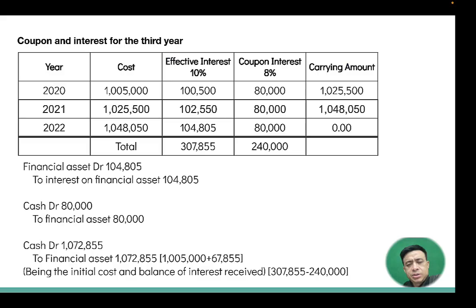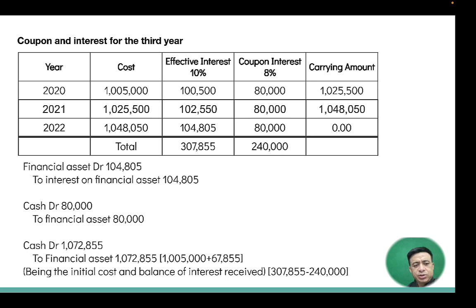At the end of the third year, remember, the bond matures. Therefore, company A is not only going to get the annual coupon interest, but also the balance of effective interest and the initial investment in the bonds. Similar calculations: effective interest of 10% on the carrying amount of 2021, and annual coupon interest of 8% on the nominal value, that is, on 1 million. As usual, the entry for the effective interest of 10% due is financial asset to interest on financial asset of 104,805.